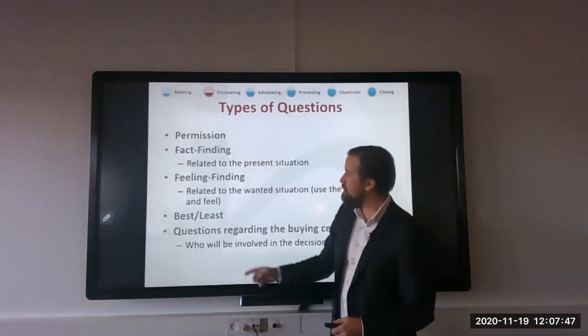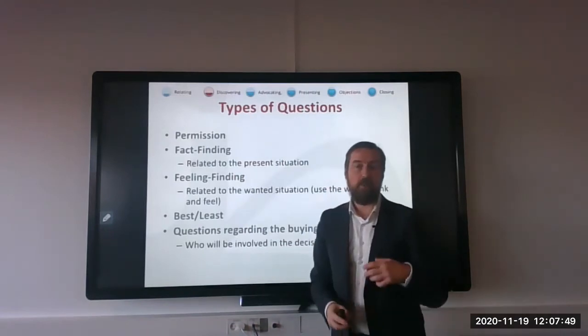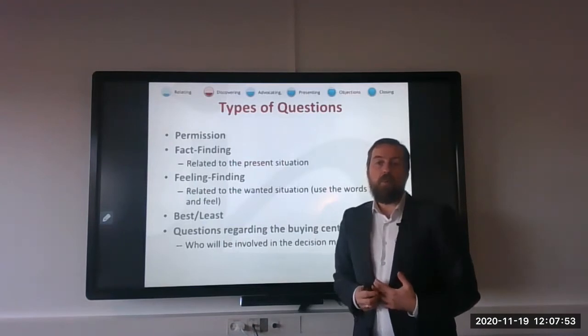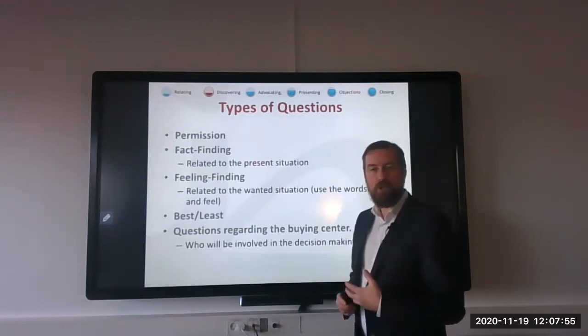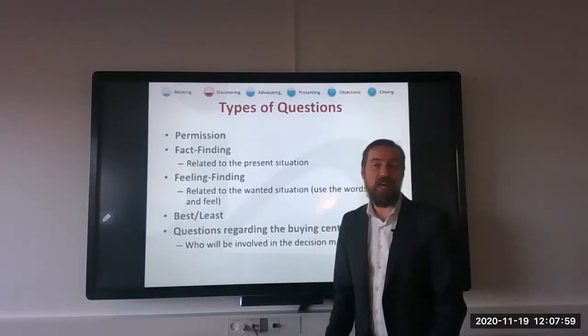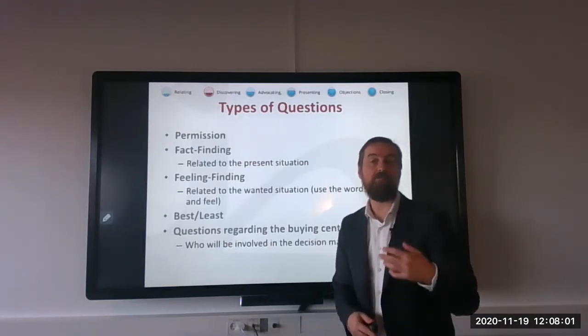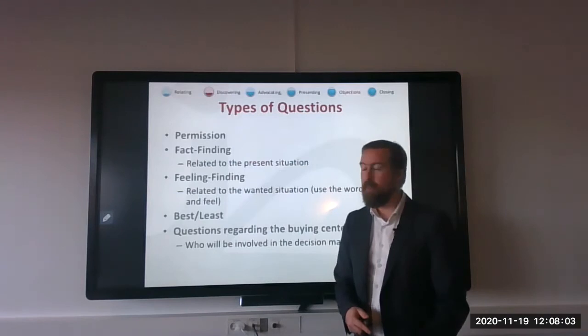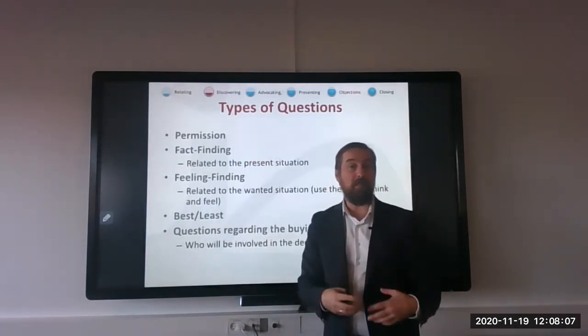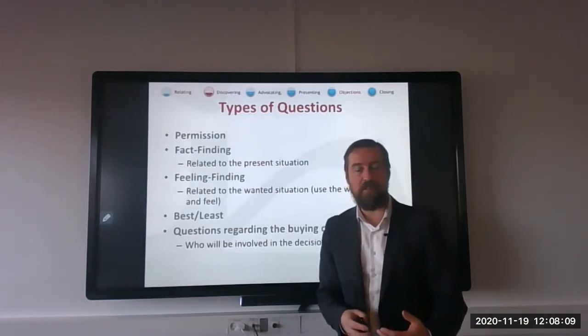Fact finding, present situation, feeling finding. We want to move forward. We want to get to this need. What do you feel about it? What is it that you want to achieve? Where do you see yourself in that process when I've provided the solutions? So what's your best case scenario? Or what's the minimum you need to have achieved?